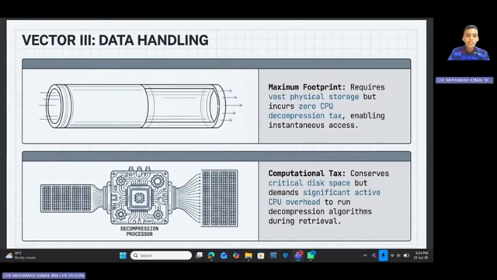Presentation script, slide 10, detail vector 3, data handling. Uncompressed data takes up maximum storage footprint but includes zero CPU decompression tax for instant access. Compressed data saves space but incurs a CPU computational tax during retrieval to decompress data packets.